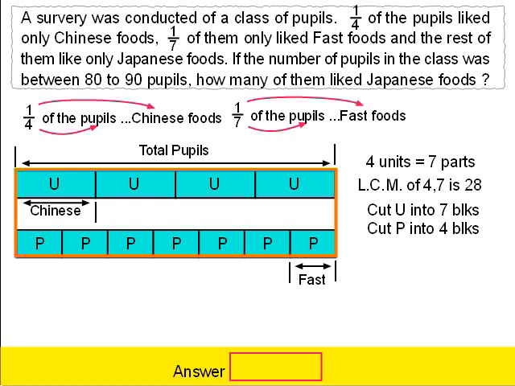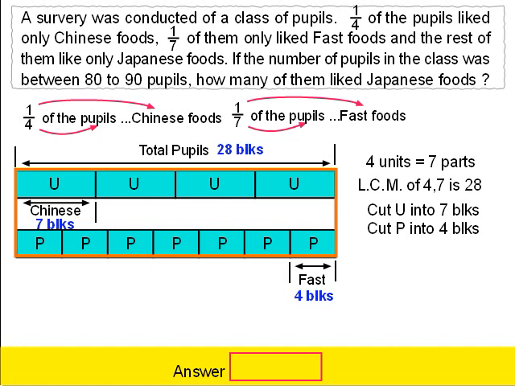Instead of cutting the model, which sometimes makes it look messy, we can actually calculate the representations of the units and the parts into blocks and then put it down into the model. So the total number of pupils is indicated to be 4 units. Since 1 unit is equal to 7 blocks, therefore 4 units will be equal to 28 blocks. People that like Chinese, only 1 unit, therefore is equal to 7 blocks. People that like only fast food is only 1 part, therefore is equal to 4 blocks. After you are done with your calculations, put down the information, therefore you do not need to cut the models as such.